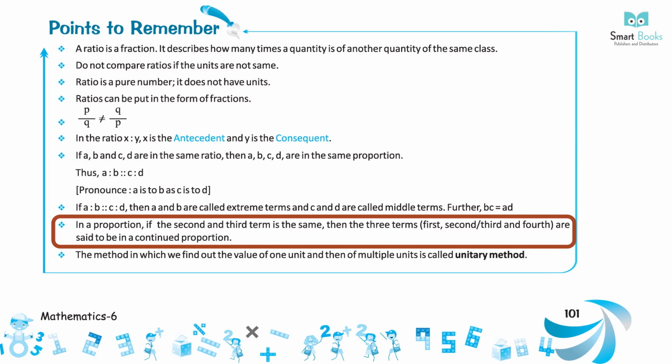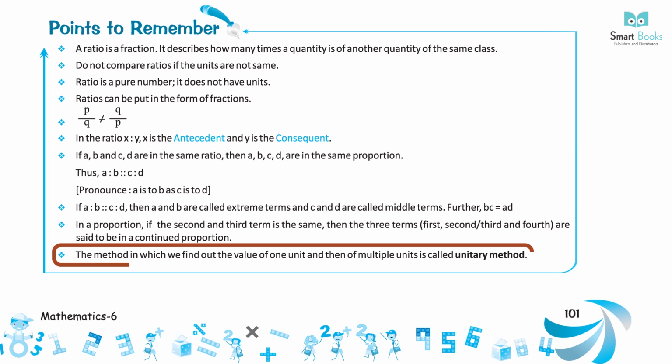In a proportion, if the second and third terms are the same, then the three terms, first, second, and fourth, are said to be in continued proportion. The method in which we find the value of one unit and then multiple units is called the unitary method.